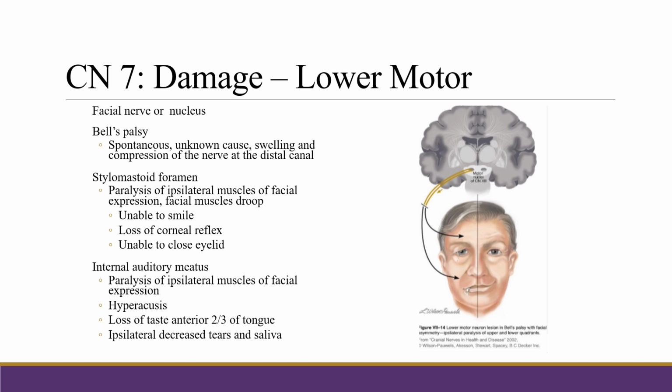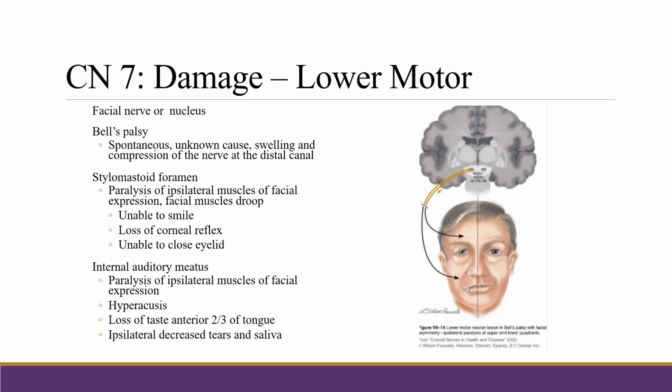They're unable to smile, and there's loss of corneal reflex, because remember 5 is sensation, that, whoa, I need to blink, and then 7 is the actual motor to blink. Unable to close their eyelid. Internal auditory meatus, you'll see paralysis of ipsilateral muscles of facial expression if we have a problem here.